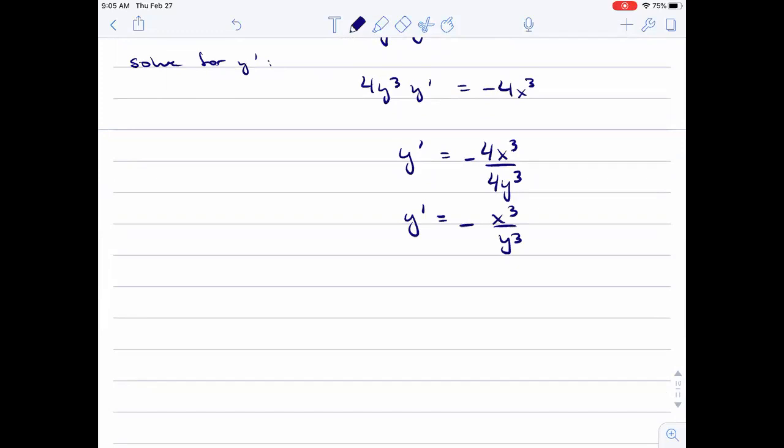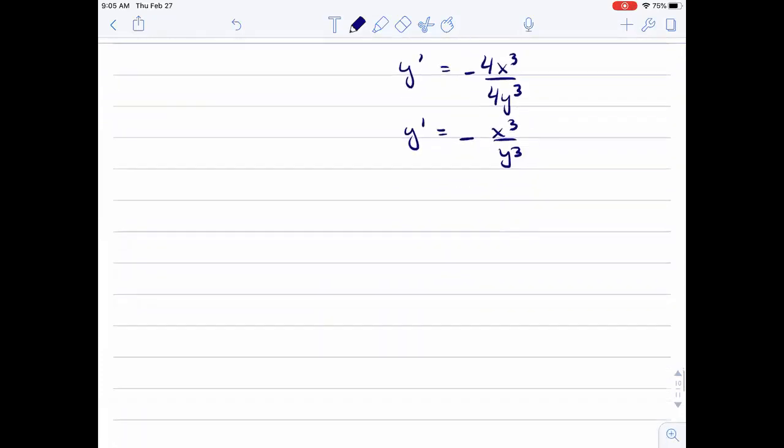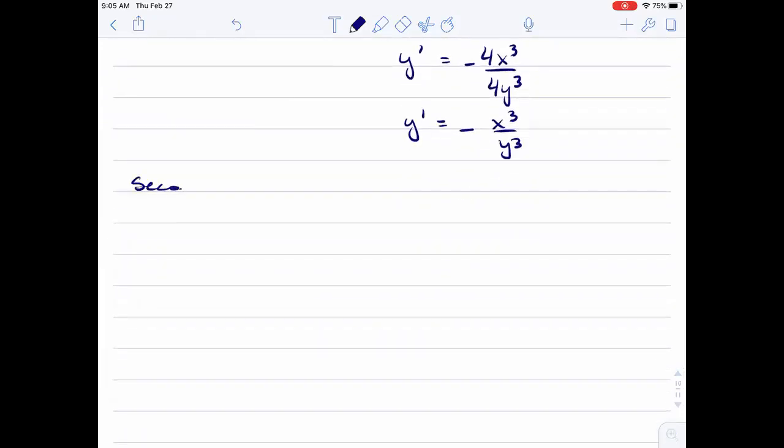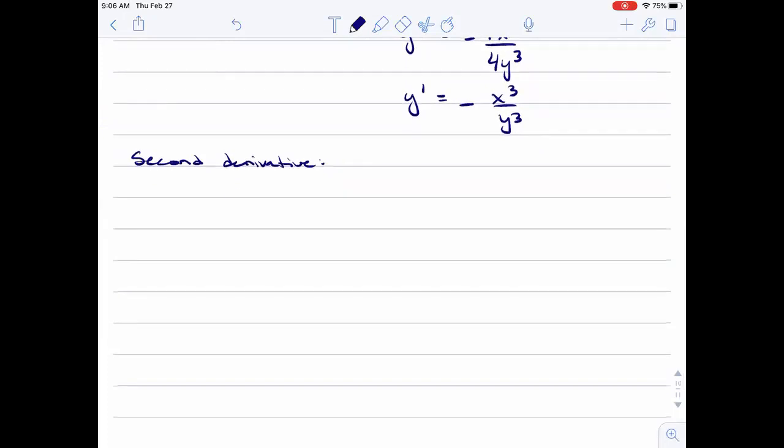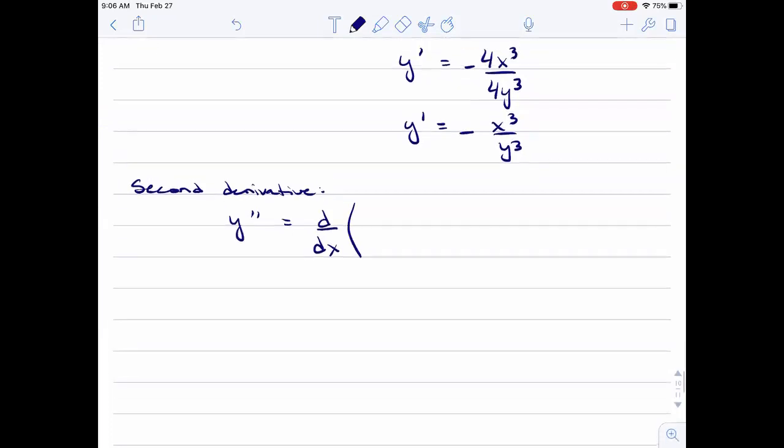Now we've got another implicit differentiation here, right? Because we've got x to the 3 over y to the 3, and then it's negative. And we want to take the derivative of that again. So now the second derivative, y double prime, is going to be the derivative with respect to x of negative x to the 3 over y to the 3.